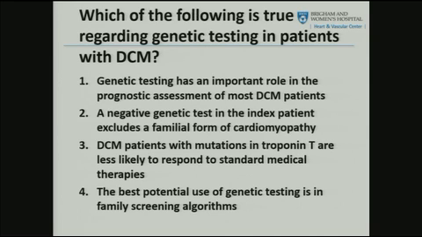So which of the following is true regarding genetic testing in patients with dilated cardiomyopathy? 1, genetic testing has an important role in the prognostic assessment of most DCM patients. 2, a negative genetic test in the index patient excludes familial cardiomyopathy. 3, DCM patients with mutations in troponin T are less likely to respond to standard medical therapies. D, the best potential use of genetic testing is in family screening algorithms. Please vote.